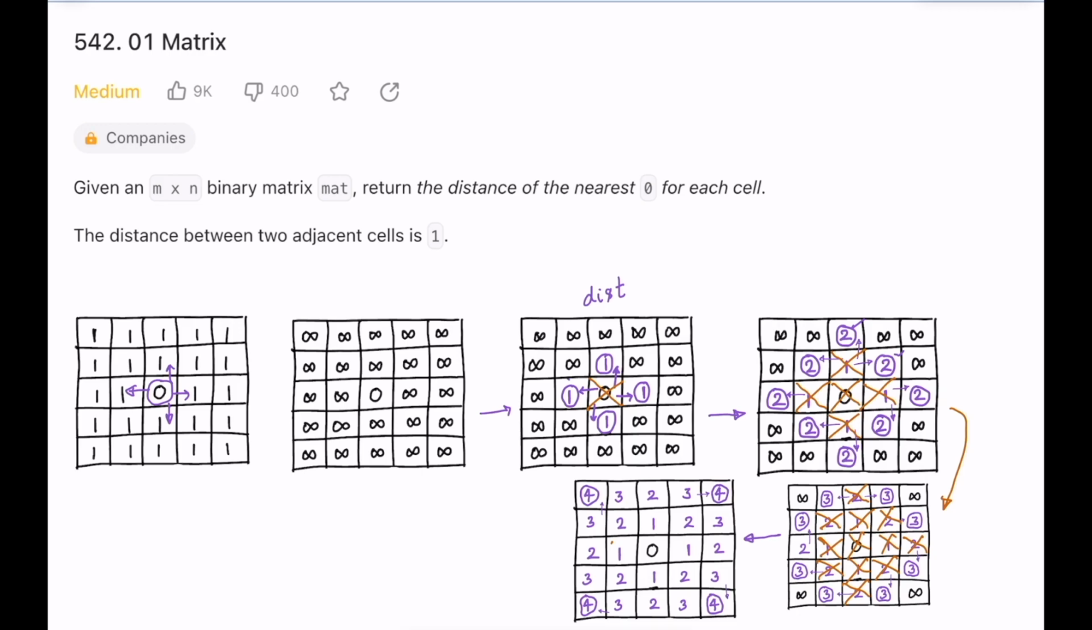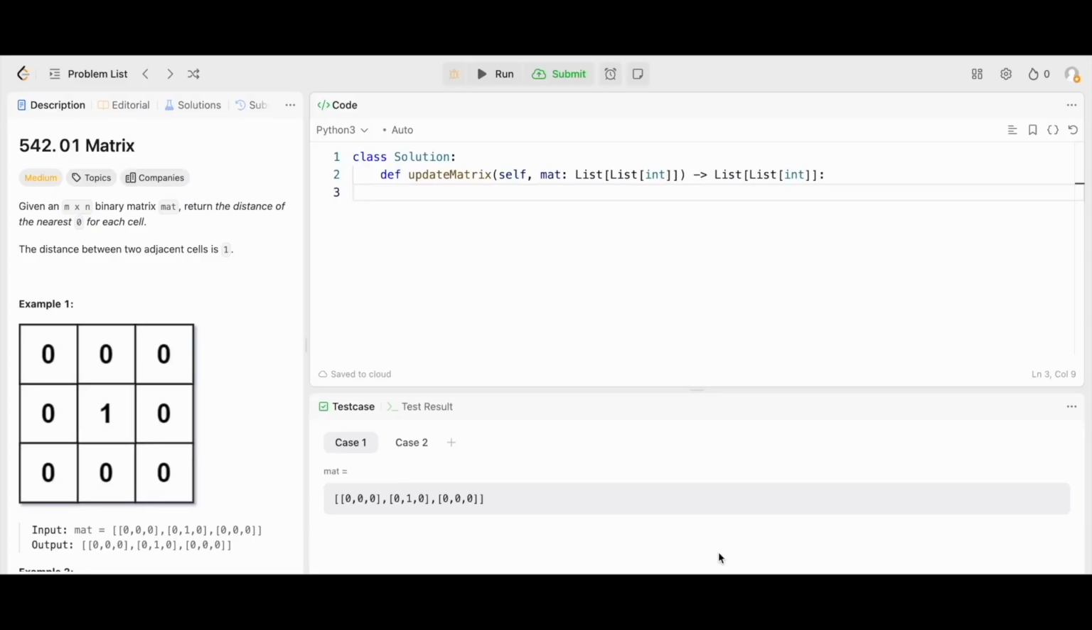Now let's write some code for this. The given matrix has m rows and n columns. Let's call them m and n. Next, we have to return the distance to the nearest zero for each cell. Let's call this matrix distance, and it has the same dimension as the given matrix. So we initialize with infinite because we do not know the distances to the nearest zero in the beginning. So let's initialize to infinite.